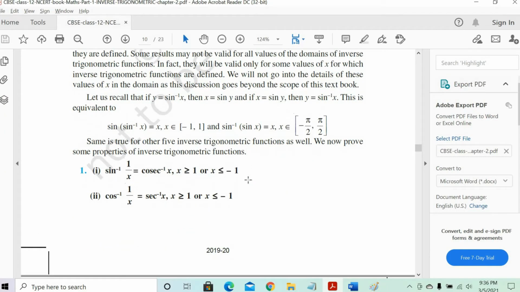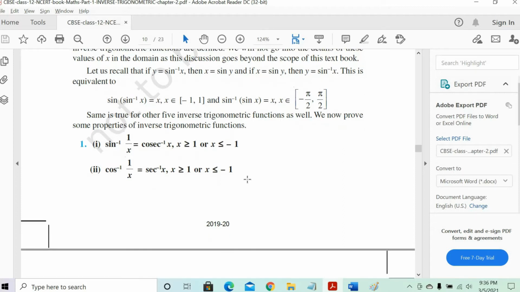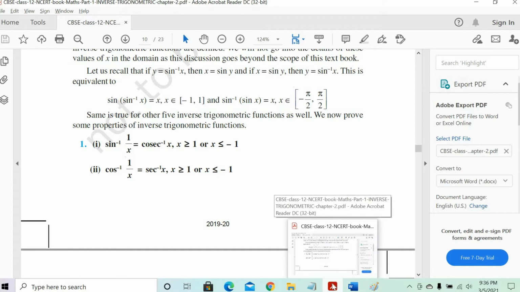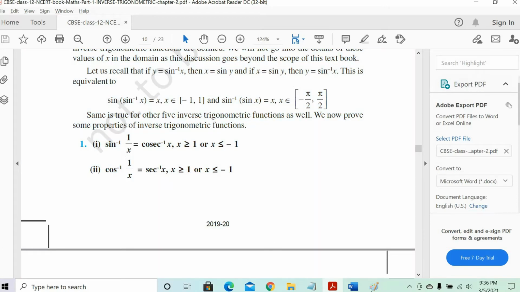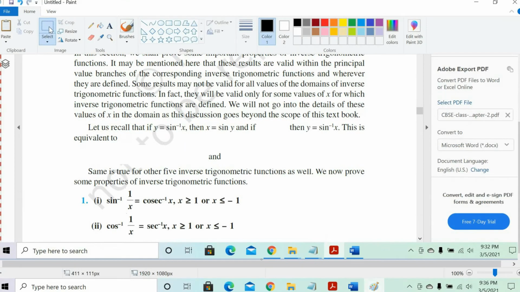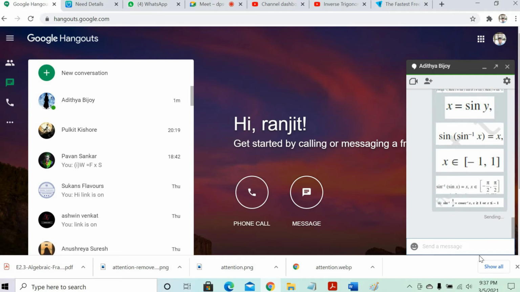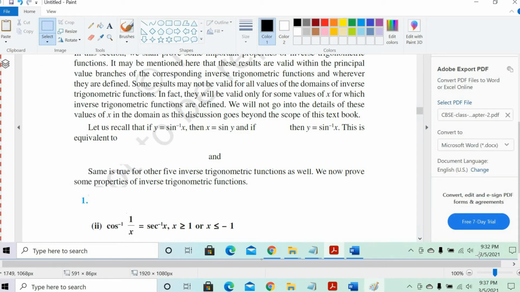Okay, yeah, good. Now let's go to the next part. There are a couple of properties. We'll try to understand the properties one by one. Okay, Vijay? First one is sine inverse 1 by x is cosec inverse x. So first property, write down this property, Vijay. Sine inverse 1 by x is equal to cosec inverse of x. Clear? Yes, sir. Okay, good.